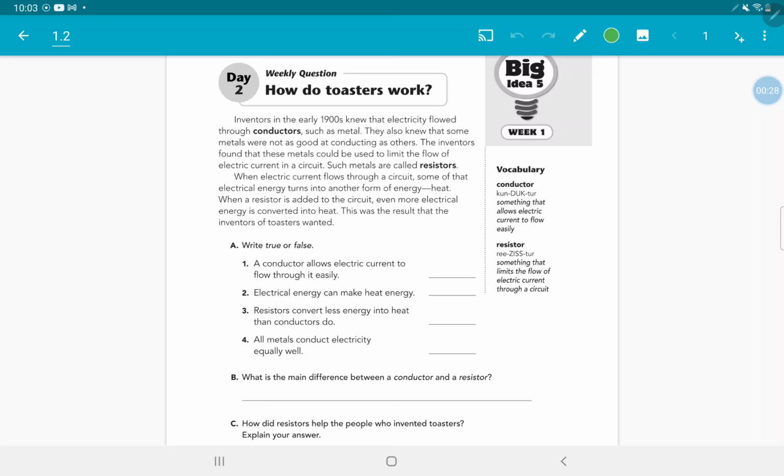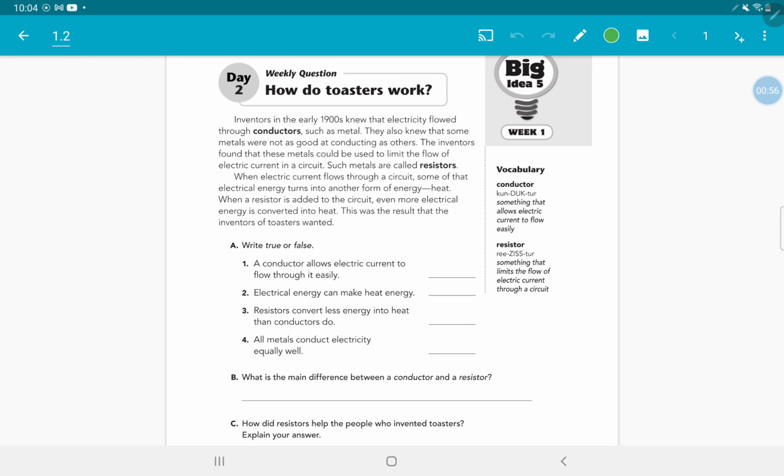Yesterday we talked about a conductor, and that was water. Water is a conductor of electricity. That means that electricity flows through water very easily. That's why it's so dangerous to be around water and electricity at the same time. Okay? Some metals are conductors.